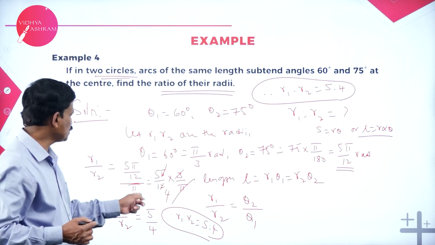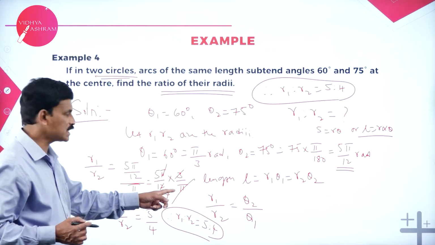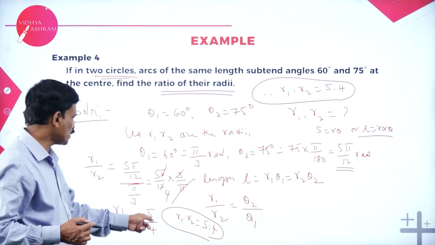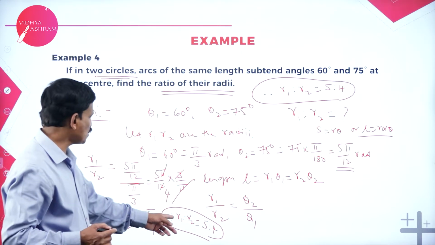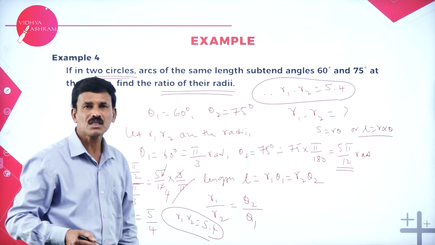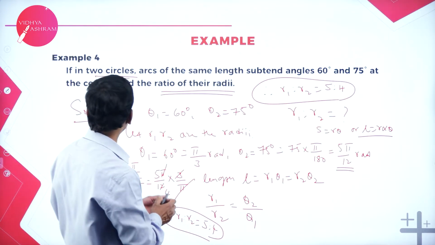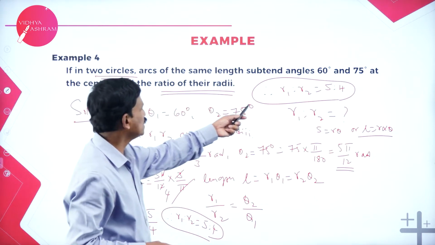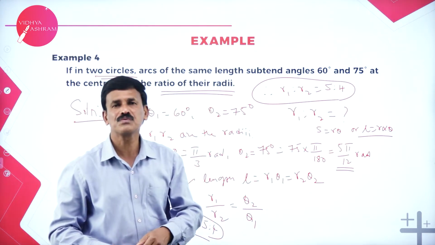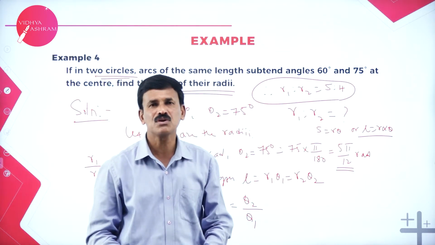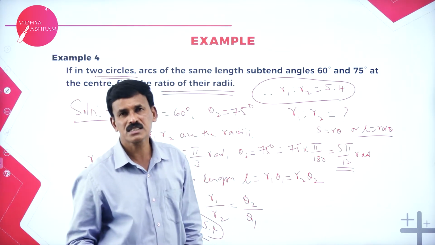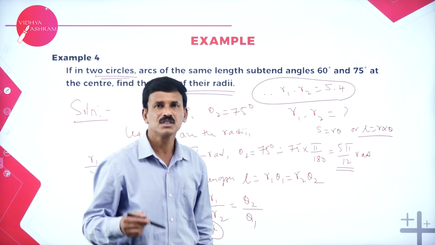Transfer this to the numerator: 5 pi by 12 into 3 by pi. Pi and pi get cancelled. 3 4s are 12, so 5 by 4. Therefore, the ratio R1 is to R2 is 5 is to 4. Hence the required ratio of their radii is 5 is to 4. That is the required answer. Hope you followed. That's it.